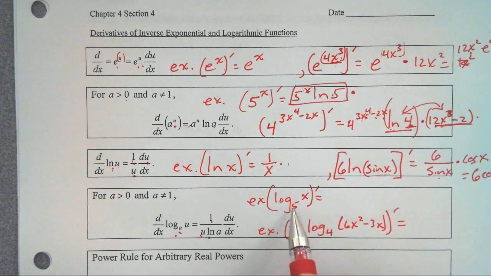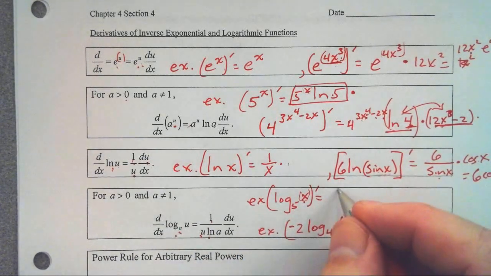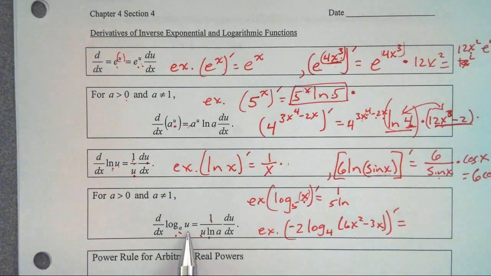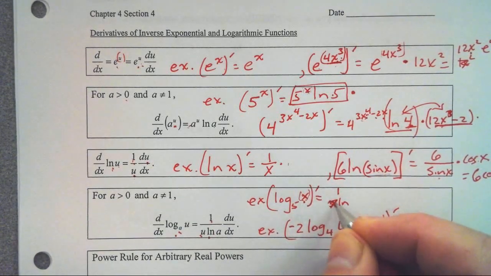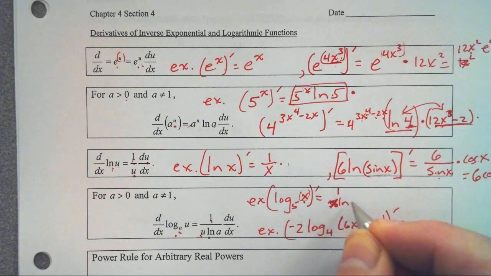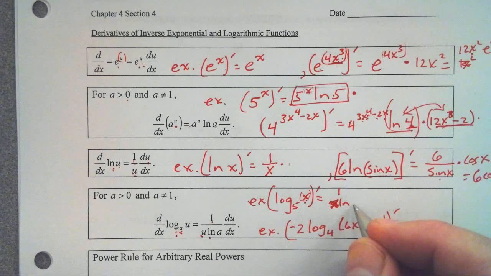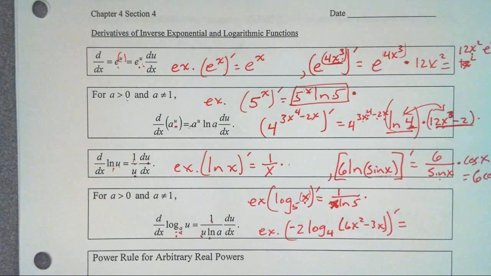So log base 5 of just plain old x, this isn't a chain because it's just plain old x, is 1 on u, our argument, x, times ln of our base, ln 5, times derivative of x, 1.